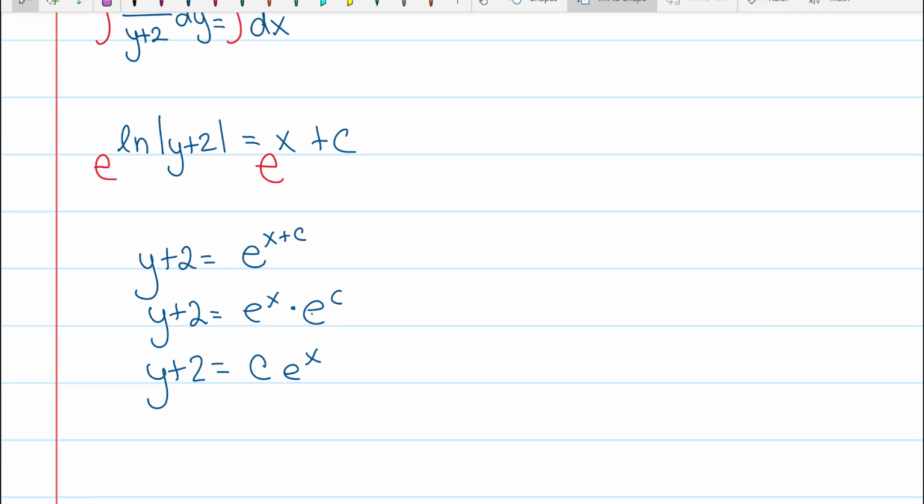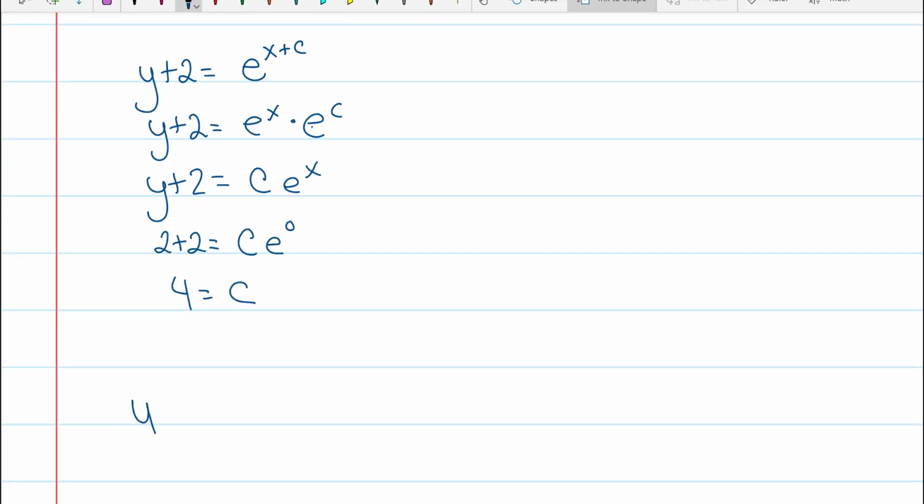And then we're going to use our particular solution, y of 0 equals 2. So then we get 2 plus 2 is equal to c times e to the power of 0. 4 is going to be equal to c. And so we get y plus 2 is equal to 4 e to the x. So y is equal to 4 e to the x minus 2.